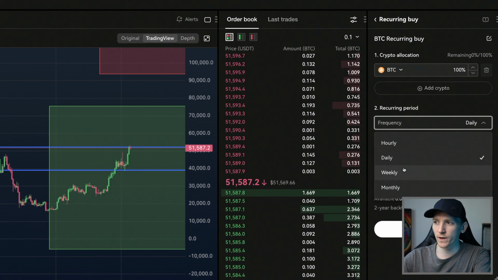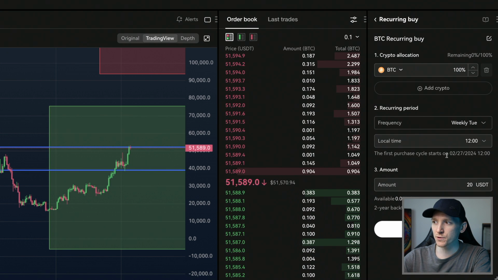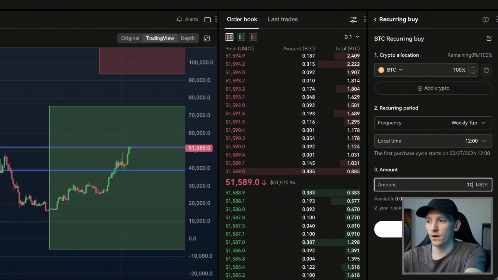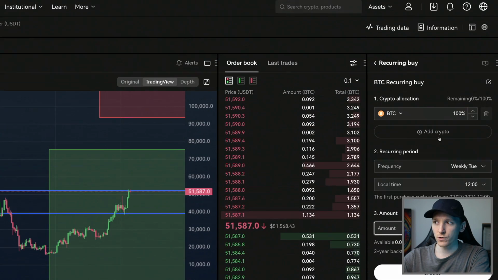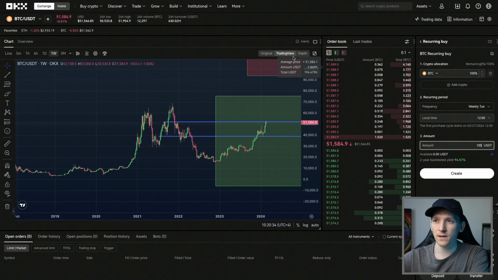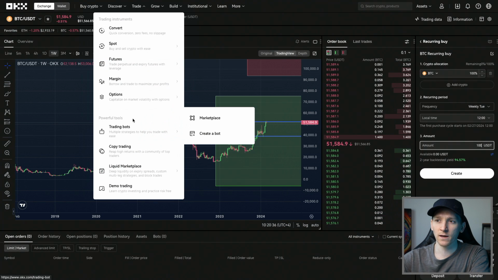We can change this to weekly. So once a week on a Tuesday, I'm going to put in $100, and then you just simply press create here and it's going to do that for you. You can very simply go into the bots that you have. So if you click trade here, trading bots, you can see all of your bots that are running. You can cancel them out and everything like that.